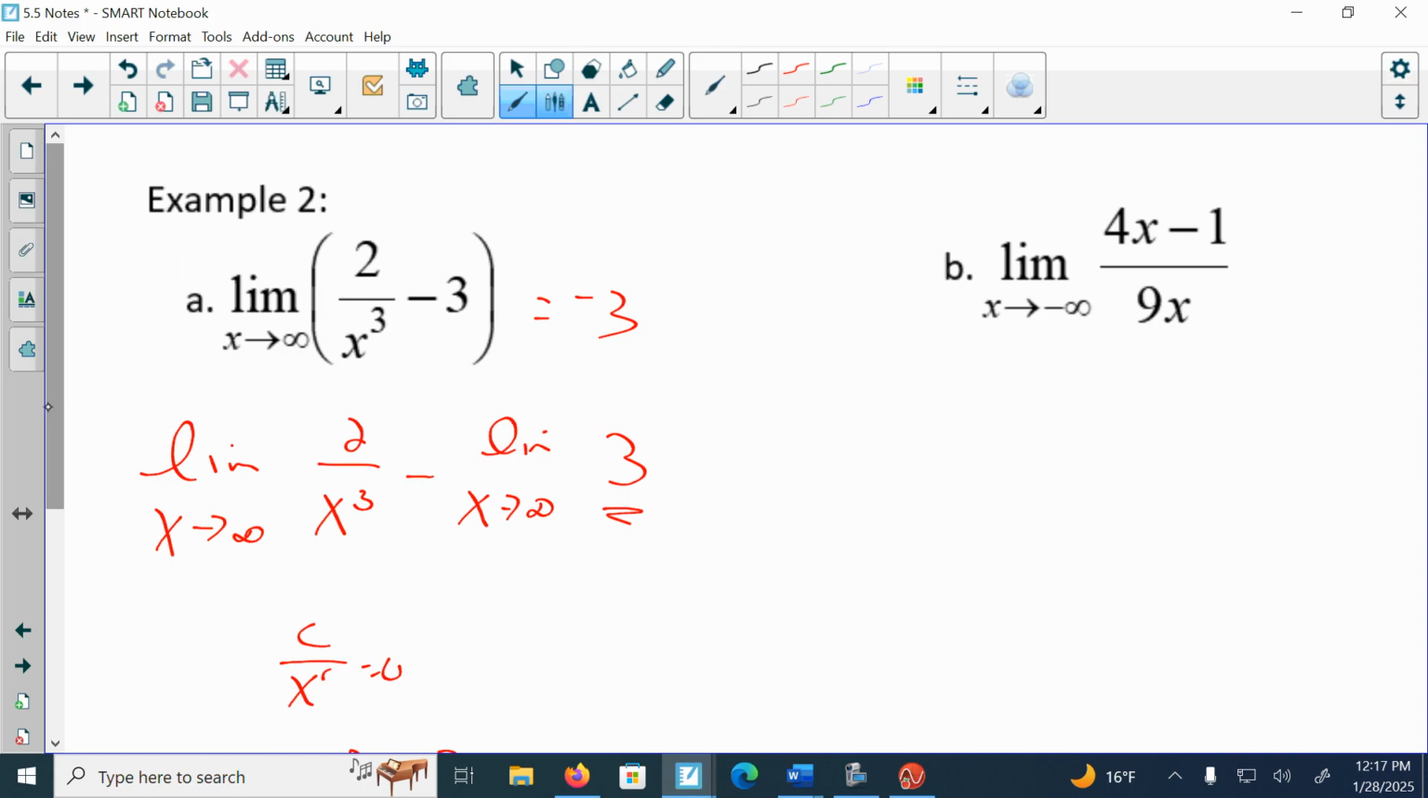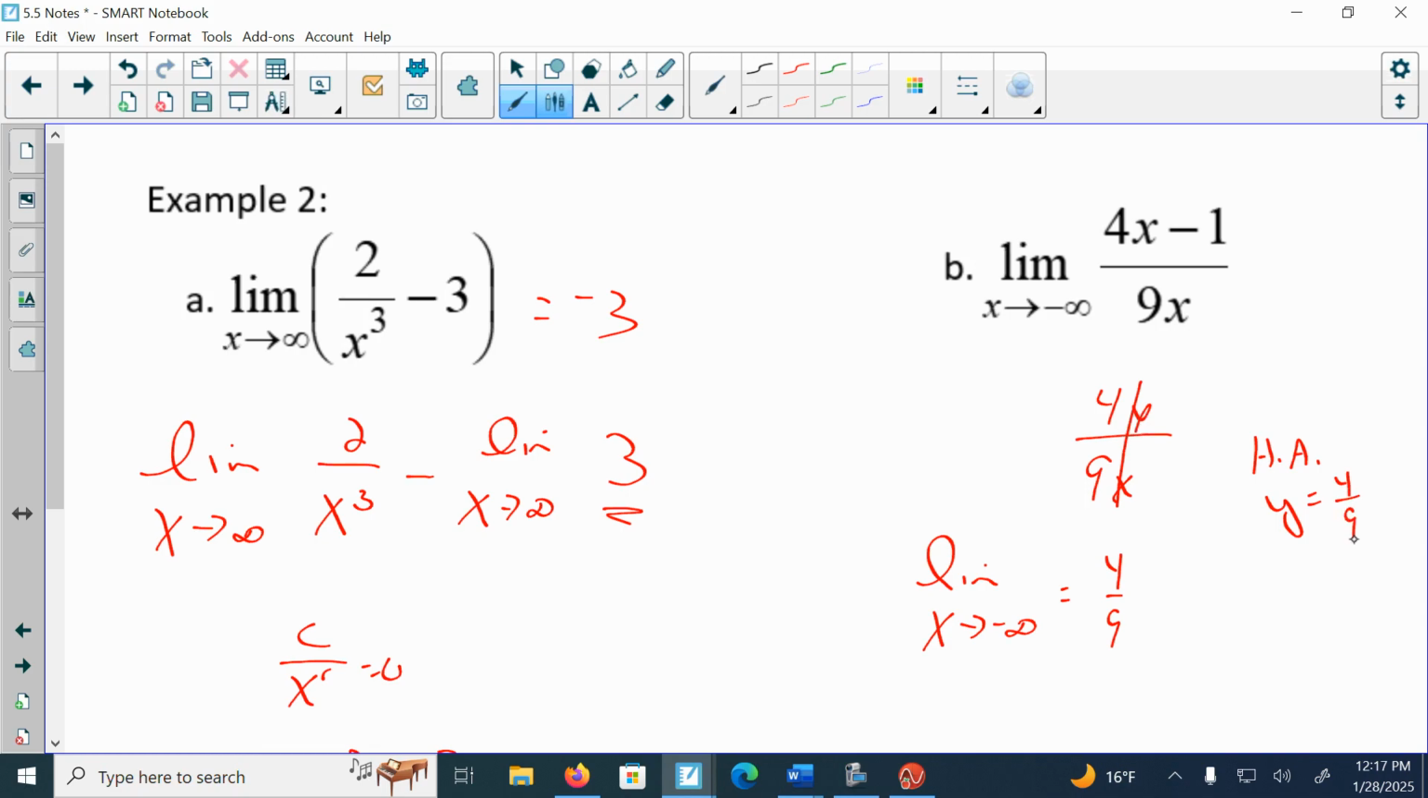So b, I'm going to separate again. The degree of the numerator is 1, the degree of the denominator is 1. So I'm going to take that 4x over 9x, think of it as though those x's simplify, and I'm going to say that the limit as x approaches negative infinity is going to be 4/9, because my horizontal asymptote in both directions is going to be y is equal to 4/9.